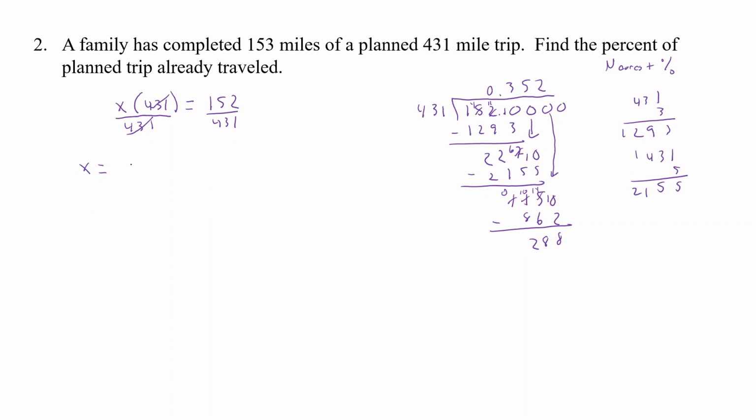And so we get this is 0.352. Now, converting it to percent, we have to move it 2 places to the right, so that's 35.2%. Now we can round. That doesn't round, and so we get 35% of the trip has been taken already. Does that make sense? Yeah, it's about a third of the trip that looks like it's been taken. So, third is 33 and 1/3. So that looks good. So that would be our value of the percent of the trip taken so far.